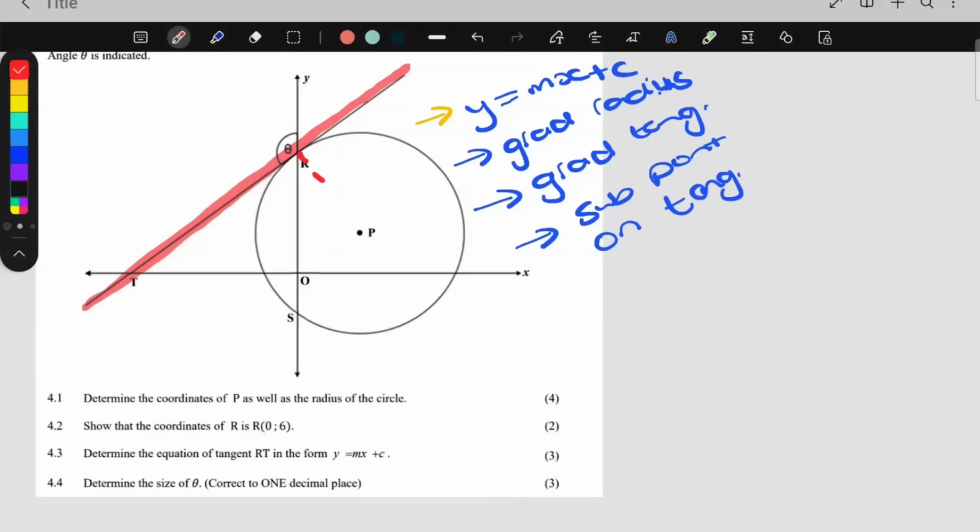So here from R to P, you can draw in a little radius, eh? So make sure the radius hits the tangent. The radius can't be over there because there's no tangent over there, okay? So I need to work out this gradient.